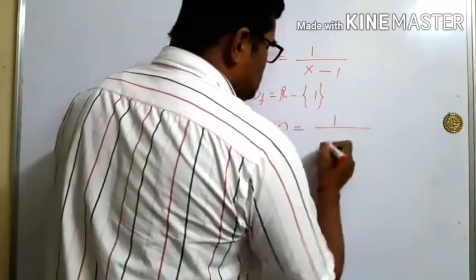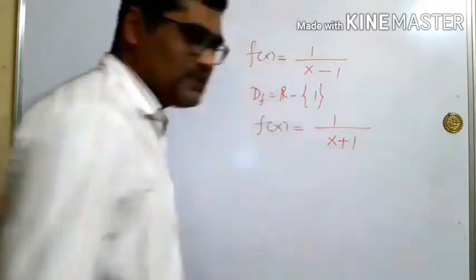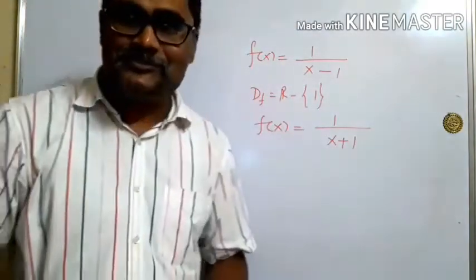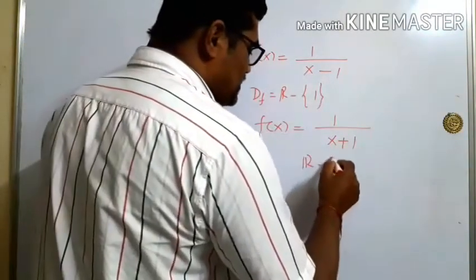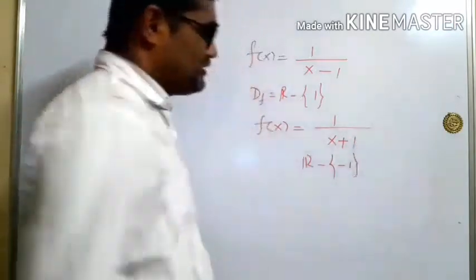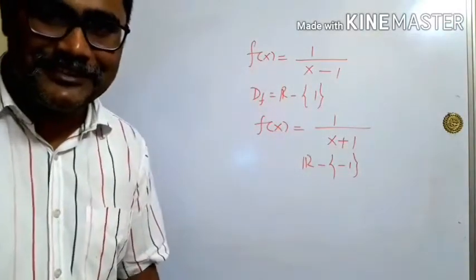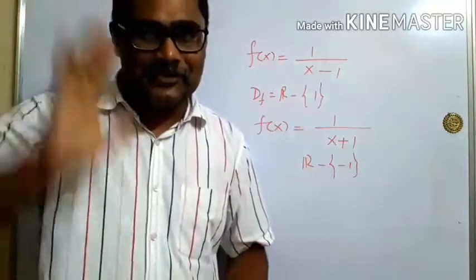Suppose I give you x plus 1. Which number is to be quarantined? Very clear. Minus 1 is to be quarantined. So your domain is this. Did you get me? I hope you are clear.